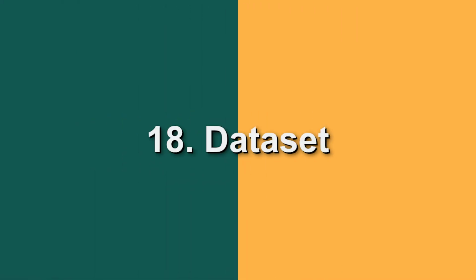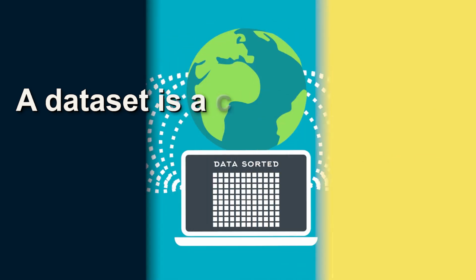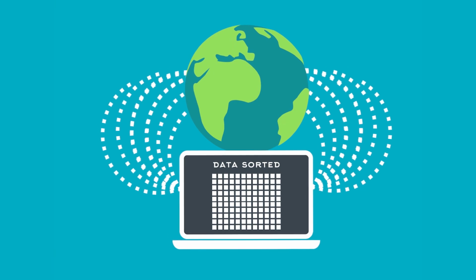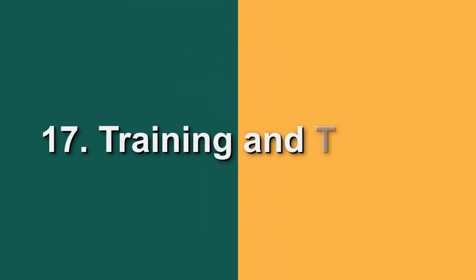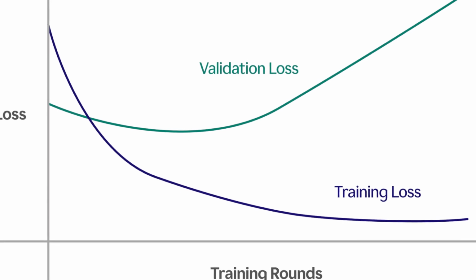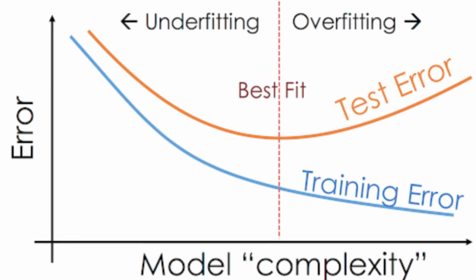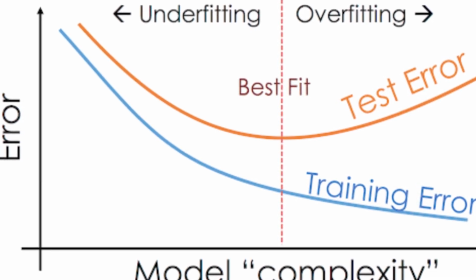18. Dataset. A dataset is a collection of data used to train a machine learning model. This data can be images, text, numbers, or anything else. 17. Training and testing. When training models, part of the data is used for training and another part for testing to see how well the model has learned.